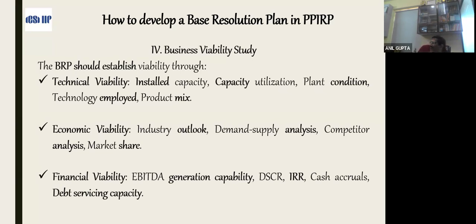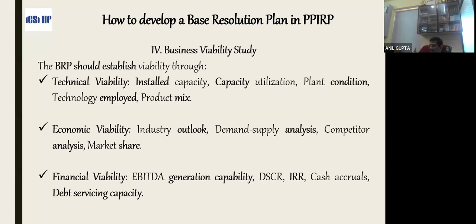How much market demand is there, how many players are there, and whether the players are supplying less than the demand or more than the demand. If it is less than the demand, then there is scope. If more than demand, everybody will compete. Competitor analysis and market share, all these things are required.